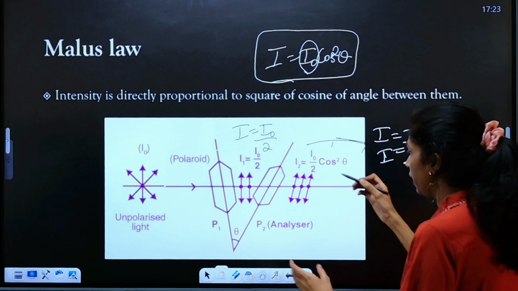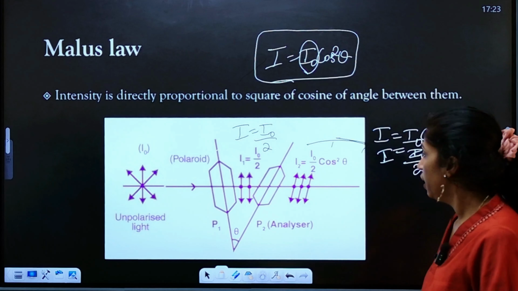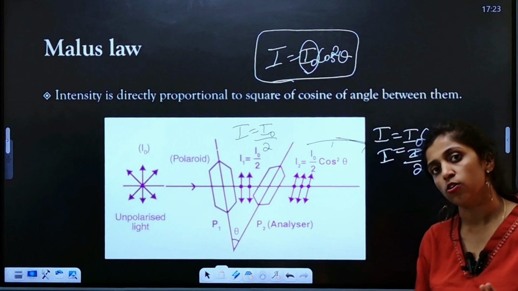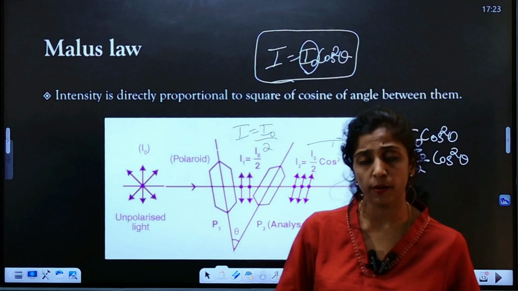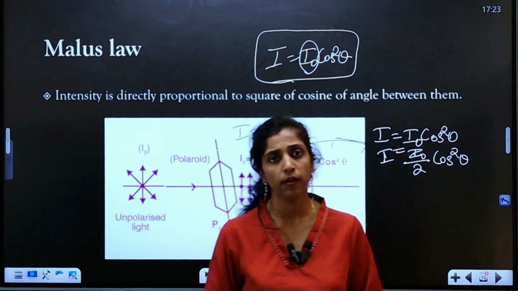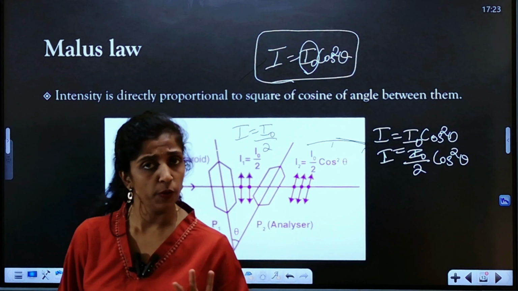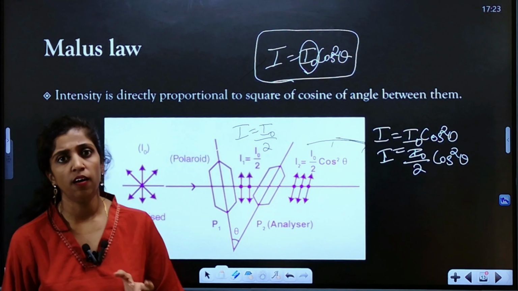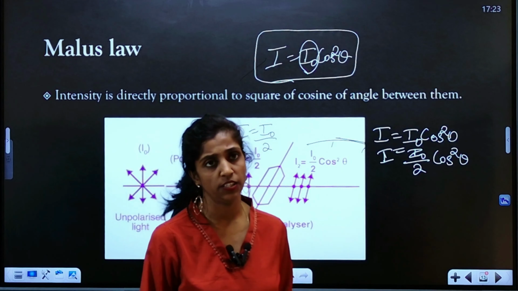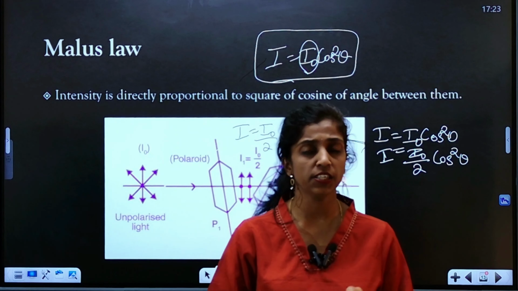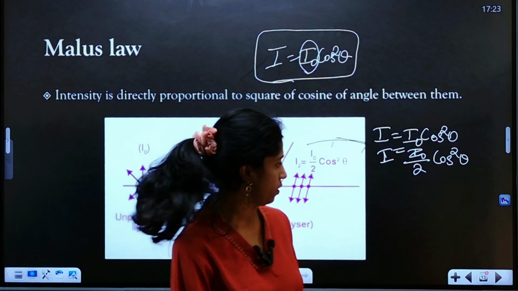Remember, if an angle is given as 60 degrees, apply 60 degrees here and take cos square 60. Cos 60 is 1 by 2, so cos square 60 is 1 by 4. Substitute and you will get the final answer. These types of questions can be asked in MCQs. They should not ask a numerical question; only such application questions can be asked in MCQs.